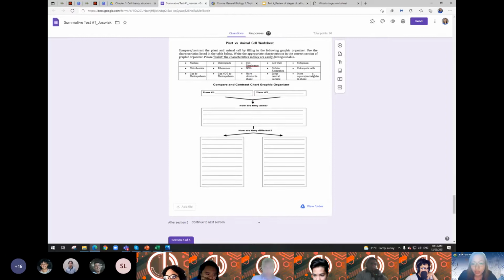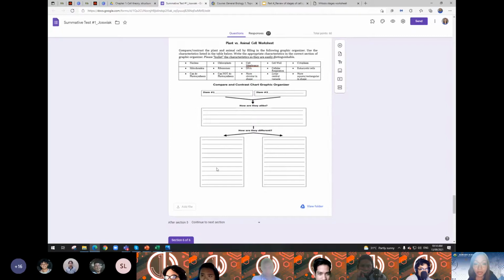This one is actually very simple, but most of you were confused, no? You just have to look at these words here, and it's up to you where to sort them. Say, for example, animal cell, plant cell. How are they alike? Of course, both plant and animal cells have a nucleus, mitochondria, ribosomes, cell membrane, and DNA. They can both do cellular respiration, given that they all have mitochondria. They all have cytoplasm, and all of them are eukaryotic.